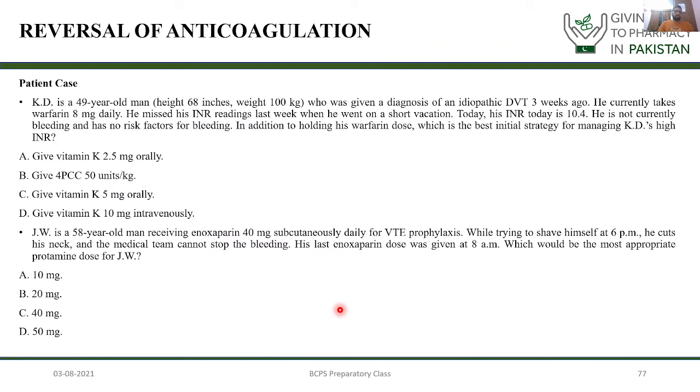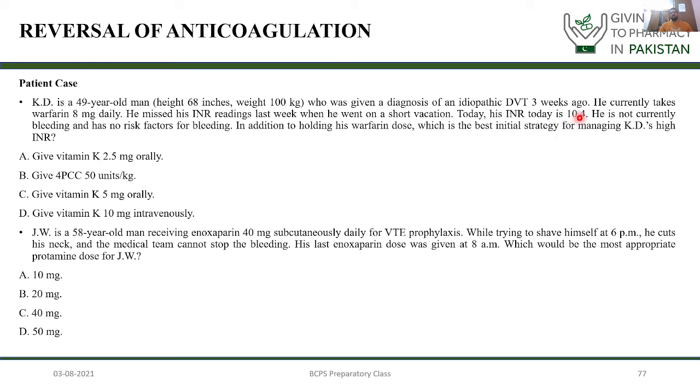Next are the two cases. KD is a 49-year-old man, height and weight are given, who was given a diagnosis of an idiopathic DVT 3 weeks ago. He currently takes warfarin 8 milligram daily. He missed his INR reading last week when he went on a short vacation. Today his INR is 10.4. He is not currently bleeding and has no risk factor for bleeding. Holding his warfarin dose, which is the best initial strategy for managing KD's high INR?